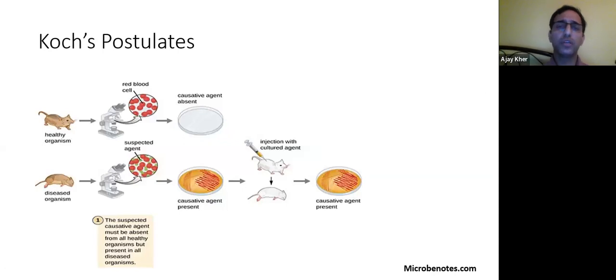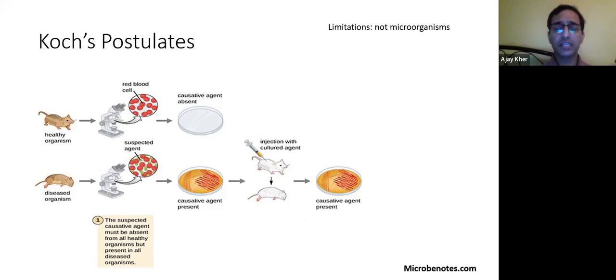Let's get into Koch's postulates. So the first one is that, on the top is a healthy organism, and in that you shouldn't find whatever causative organism that you're trying to identify as the cause of a disease. So in those healthy people or healthy organisms, it should be absent. In those diseased organisms, then that suspected agent should be found. So the suspected agent must be absent from all healthy organisms, but present in all diseased organisms. So that's postulate number one.